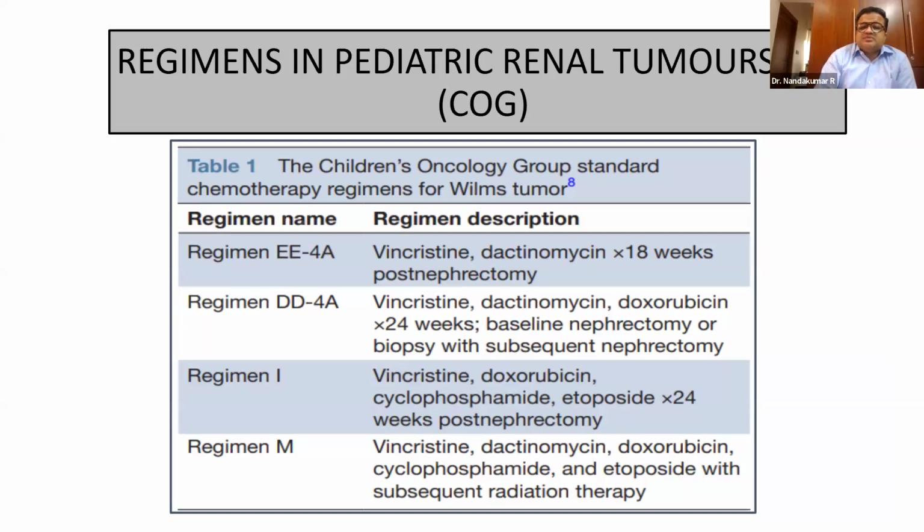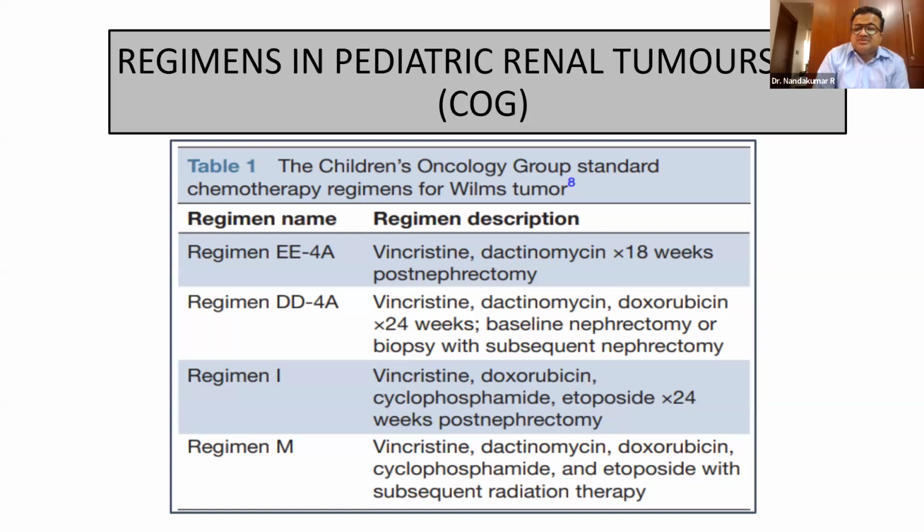So as I told you, a simple way to remember: EE4 is 2 drugs, which is vincristine and actinomycin. DD4 is 3 drugs, which is vincristine, actinomycin with the doxorubicin. So when you use 2 drugs, 18 weeks of chemotherapy is adequate, and when you use 3 drugs, 24 weeks is adequate. Now, there are 2 other regimes which are also used in the COG group.